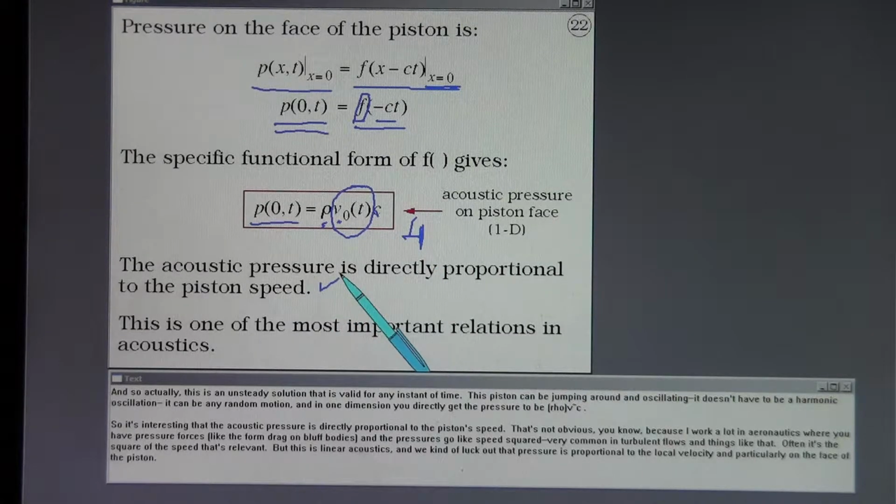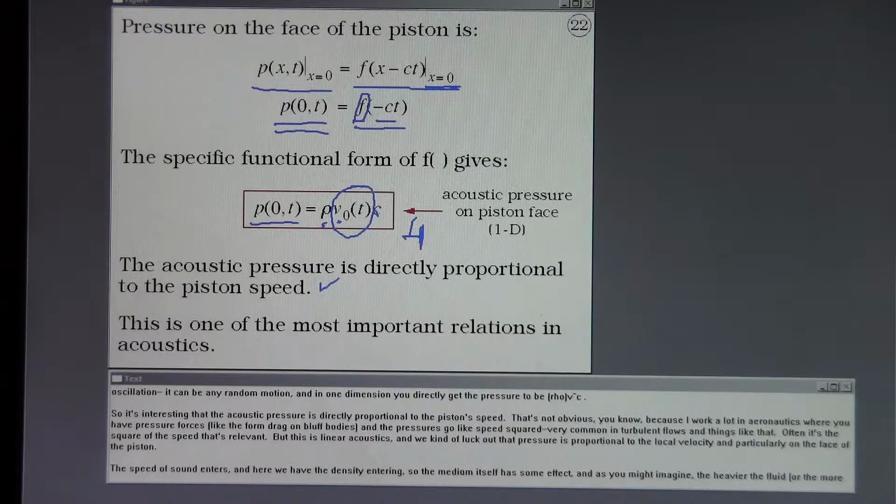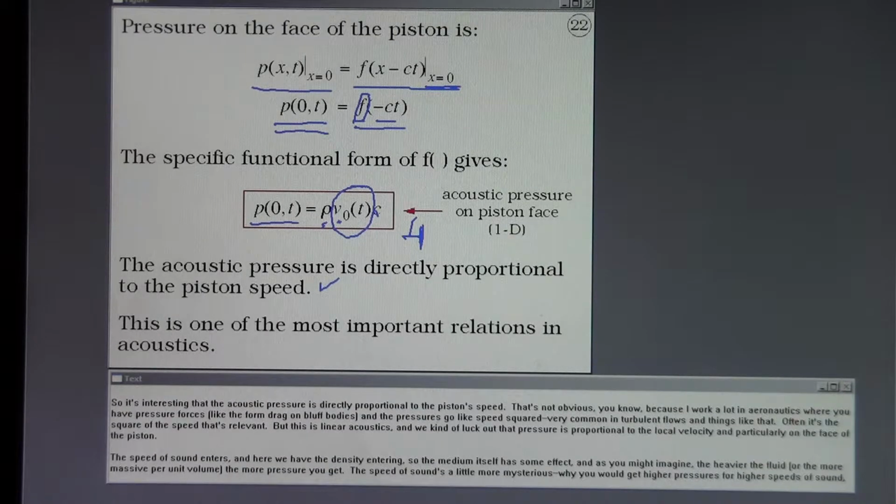Now that's not obvious, because I work a lot in aeronautics where you have pressure forces like the form drag on bluff bodies, and the pressures go like speed squared. Very common in turbulent flows and things like that. Often it's the square of the speed that's relevant. But this is linear acoustics, and we kind of luck out that pressure is proportional to the local velocity, and particularly on the face of the piston.